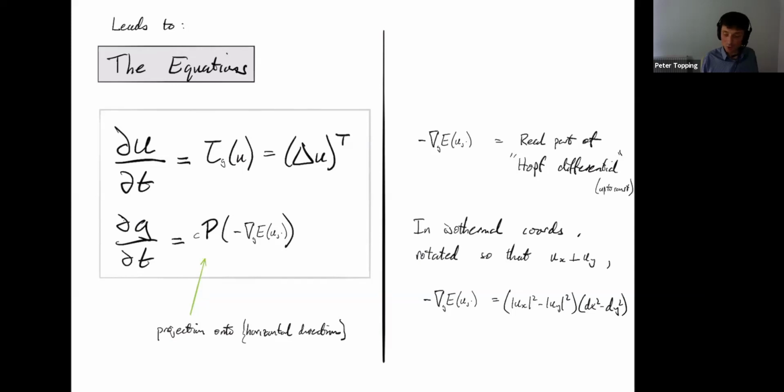If you choose nice coordinates and then you just rotate the coordinates so that u sub x and u sub y are orthogonal, then there's a nice expression here. Okay, so if you're not conformal, so u sub x squared is not the same as u sub y squared, then it will stretch your x and shrink your y to try and make it conformal. So everything works as you'd hope.